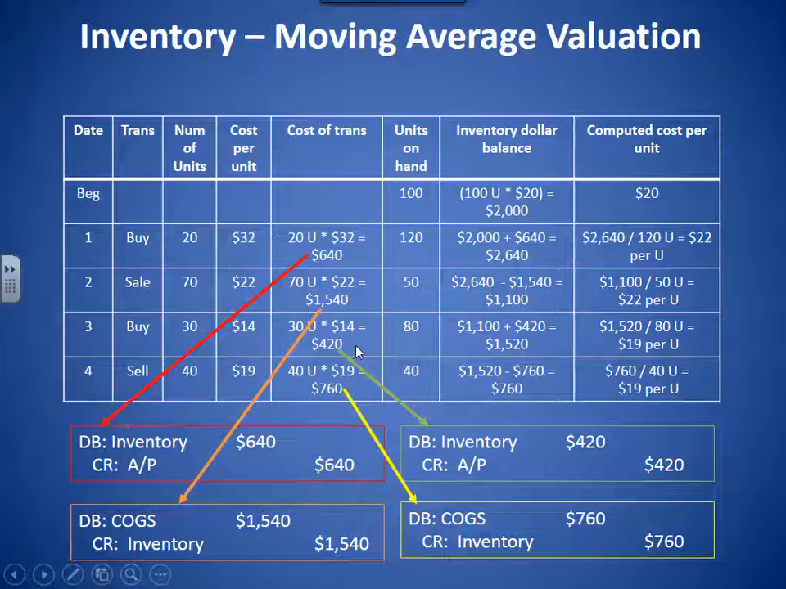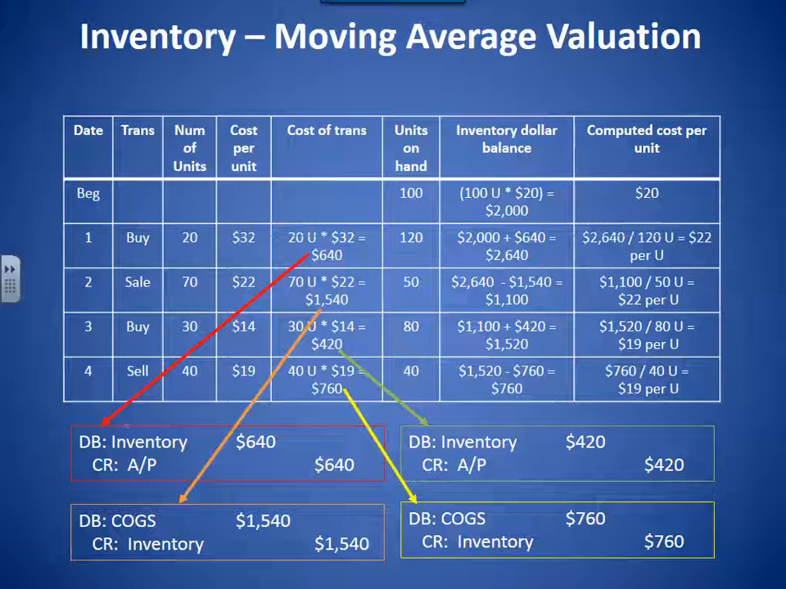In transaction number 3, we purchased $420 worth of inventory at a cost of $14 a unit. So we would debit inventory for $420 and credit, say, accounts payable for $420.